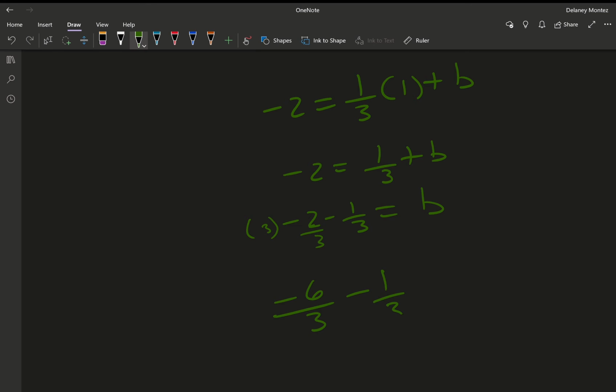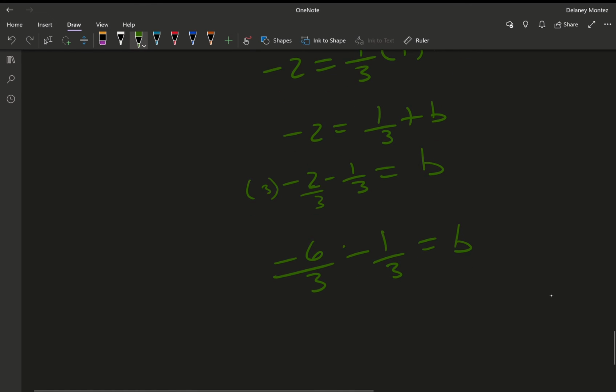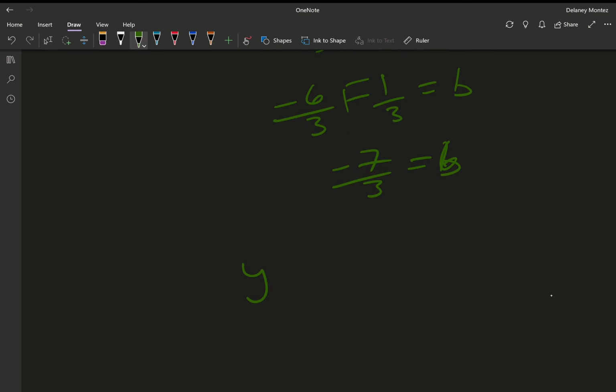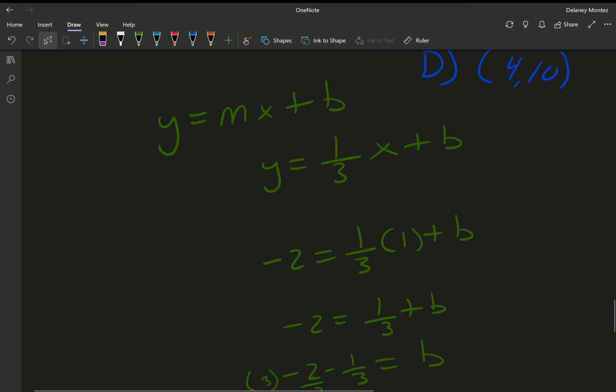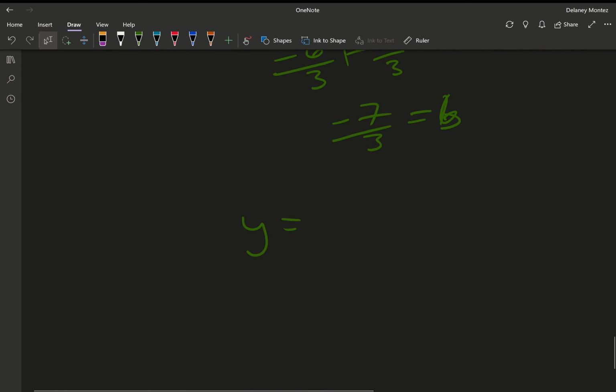Minus 1/3 equals b, right? So that's negative 7 over 3 equals b, right? So we know what our b is. Now we have our entire formula now, right? So with this, now we got to plug in those points and see if we get one that's right.